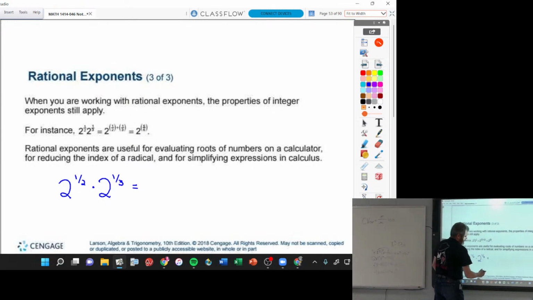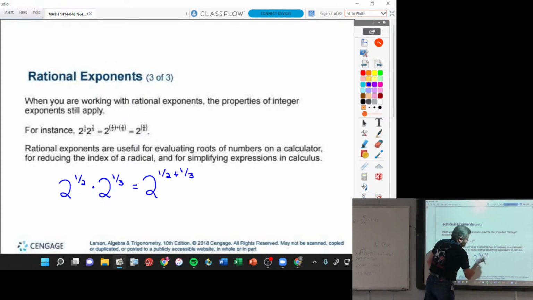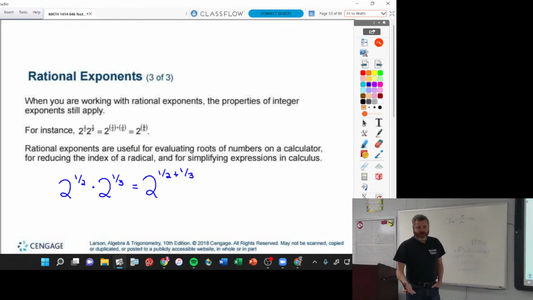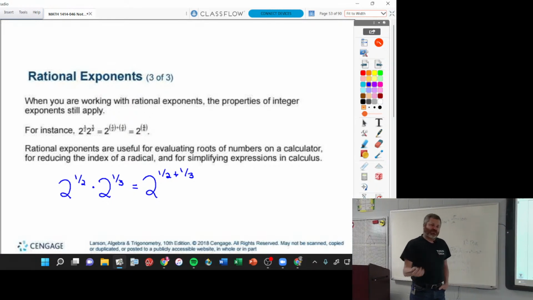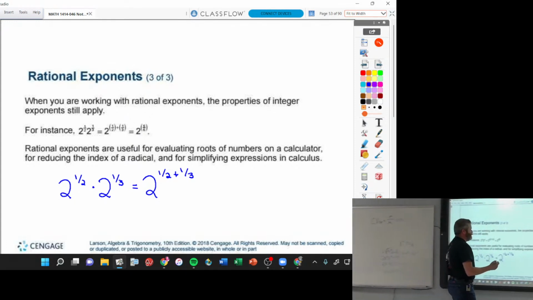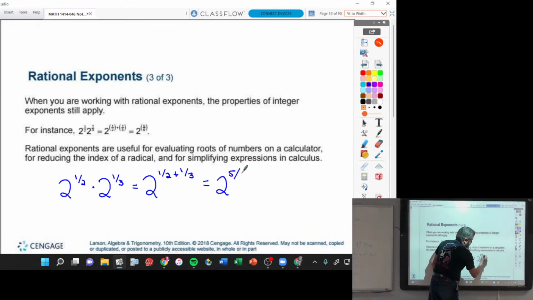So 2 to the 1/2 times 2 to the 1/3 would be 2 to the 1/2 plus 1/3. To add 1/2 and 1/3, I need a common denominator. That common denominator would be 6. So 2 to the 1/2 is 2 to the 3/6, times 2 to the 1/3, which is 2 to the 2/6.